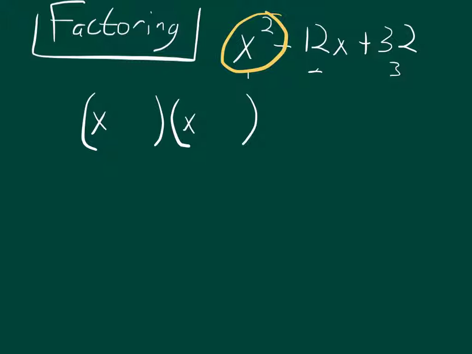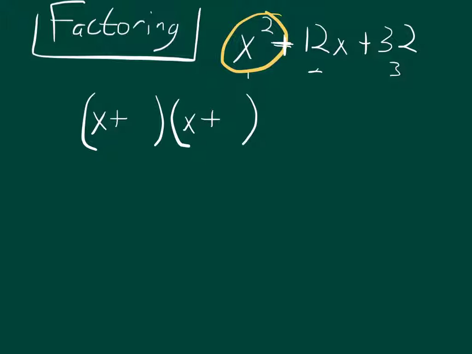Now, I'm going to rewrite this a little bit here, to make sure we can see that plus sign. In this particular quadratic expression, we have two plus signs. So anytime you see two plus signs, you know that the signs inside the parentheses are going to be plus. Simple, straightforward, not a lot to figure out there.